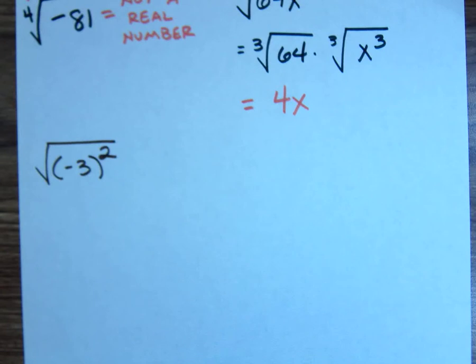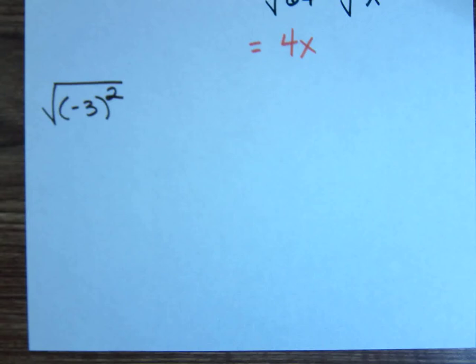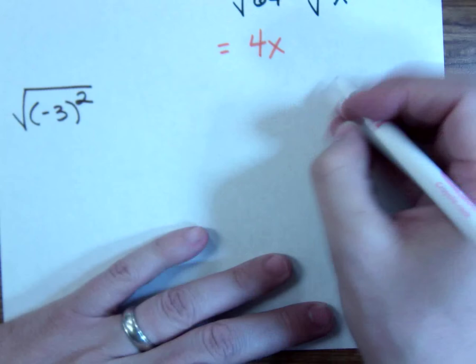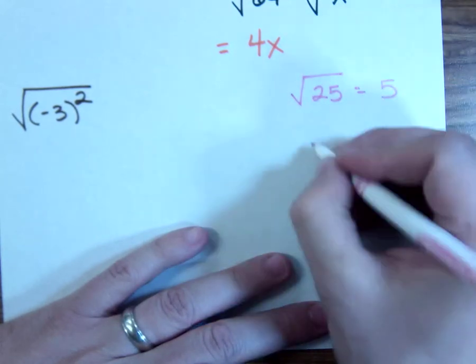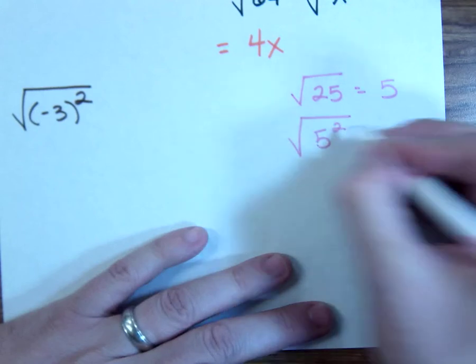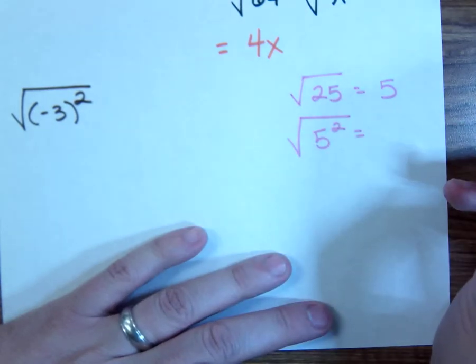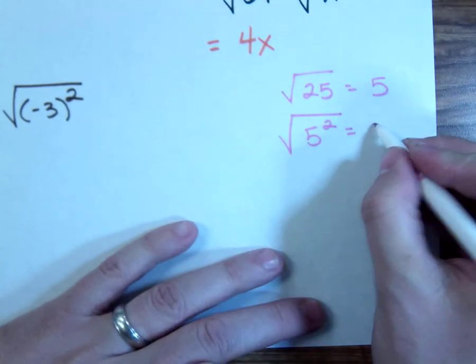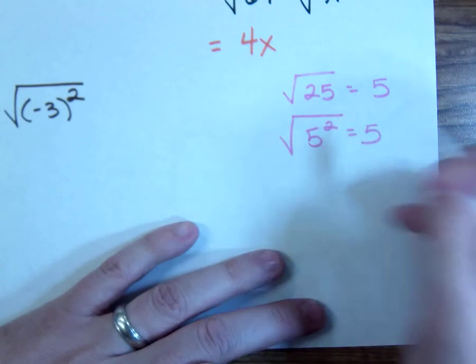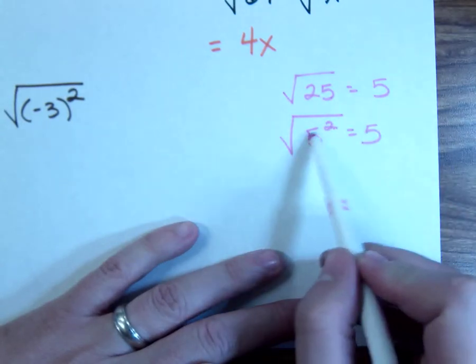Okay, so one of the little shortcuts that is handy for you to know is that square root and squared are the opposite of each other. Square root and squared exactly cancel out, okay? Let me write a little thing over to the side to prove it. What's the square root of 25? 5, okay. What's the square root of 5 squared? Well, 5 squared is 25, right? So the square root of 25 is also 5. Square root and squared cancel out, and I'm left with just 5.